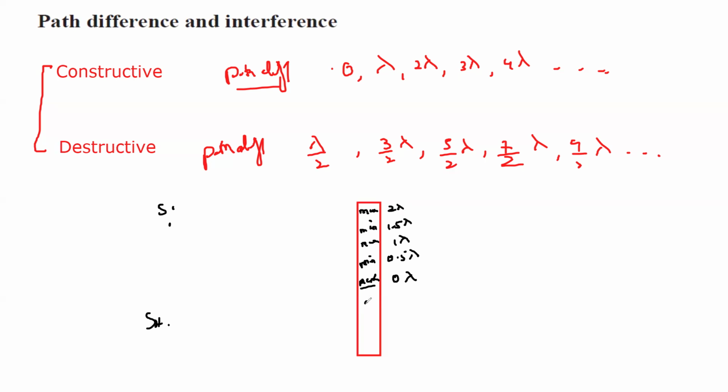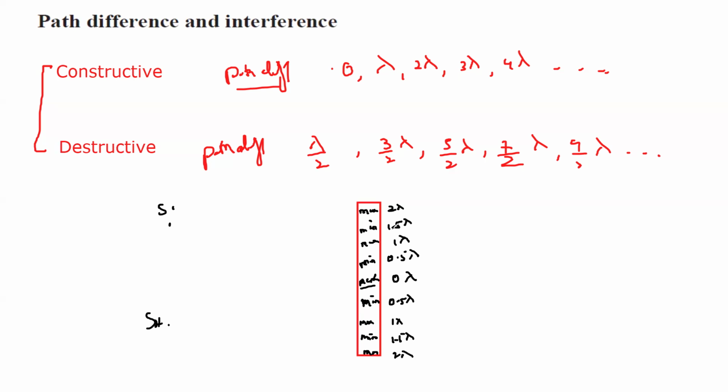In the same way as it goes down, we'll have a minima, which means the path difference will be 0.5. Then maxima, the path difference will be 1 wavelength. Then we'll have a minima, the path difference will be 1.5 wavelengths. And then again, maxima, the path difference will be 2 wavelengths.